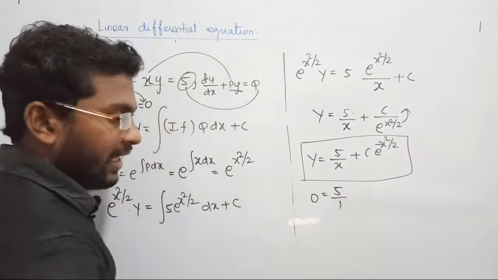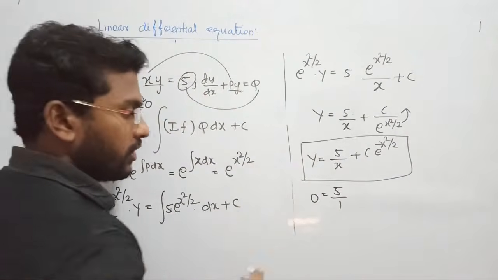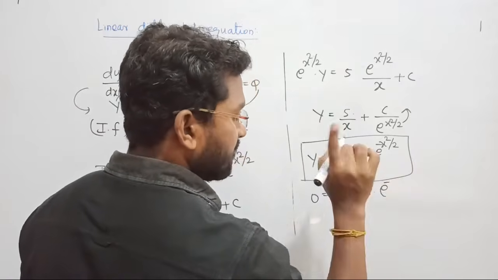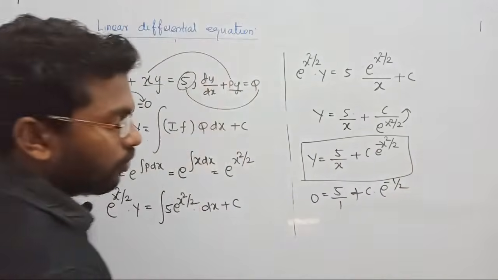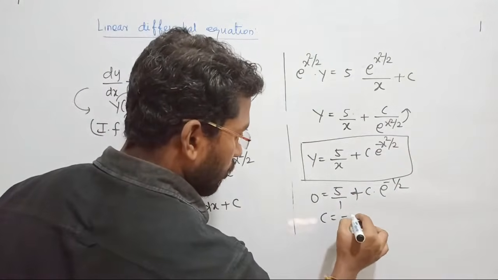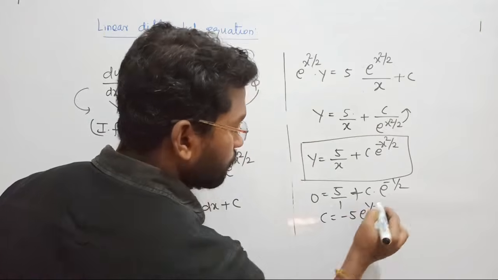When the x value is 1, they are saying the y value is 0. That is the clue. Plus c into e power minus, since x is 1 only, 1 square will become 1 only. So e power minus 1 by 2. If you reduce this function, you will get c is equal to minus 5 into e power 1 by 2.